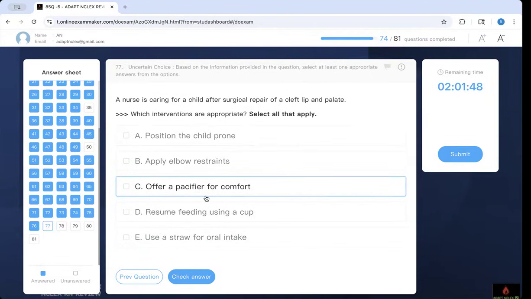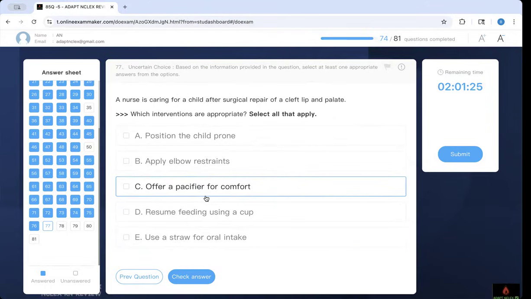And this is caring for a client. As you can see, these are our pediatric questions now. Pediatric nursing. A nurse is caring for a client after surgical repair of cleft lip or palate. Which intervention is appropriate? Select all that apply. Position the child prone, apply elbow restraint, offer a pacifier for comfort, resume feeding using a cup, use a straw for oral intake.